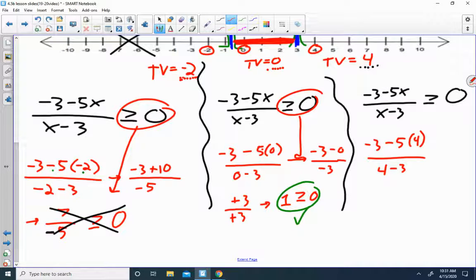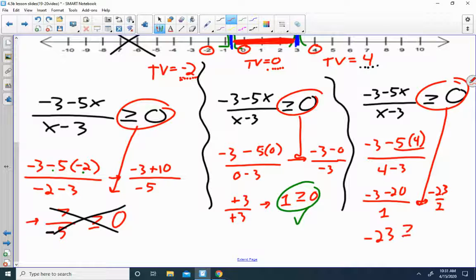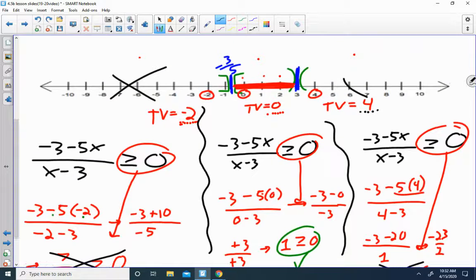Simplify from there. On top, -3, multiply those, you get -20. On bottom, you get 1. And then simplify the rest from there. We're going to get -23 on top, 1 on bottom, which just becomes -23. And double check, is -23 greater than or equal to 0? It is not. A negative number cannot be bigger than 0. So that is a false interval.